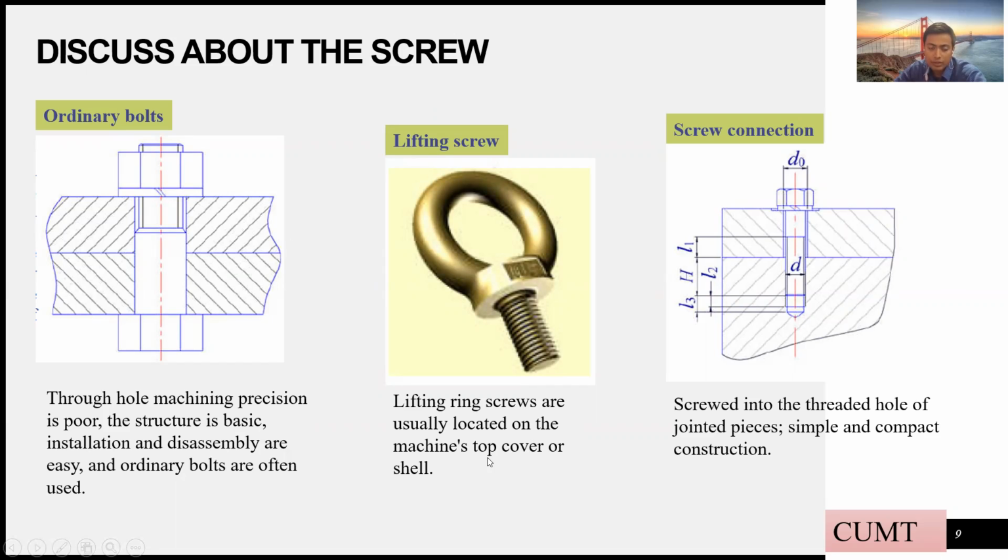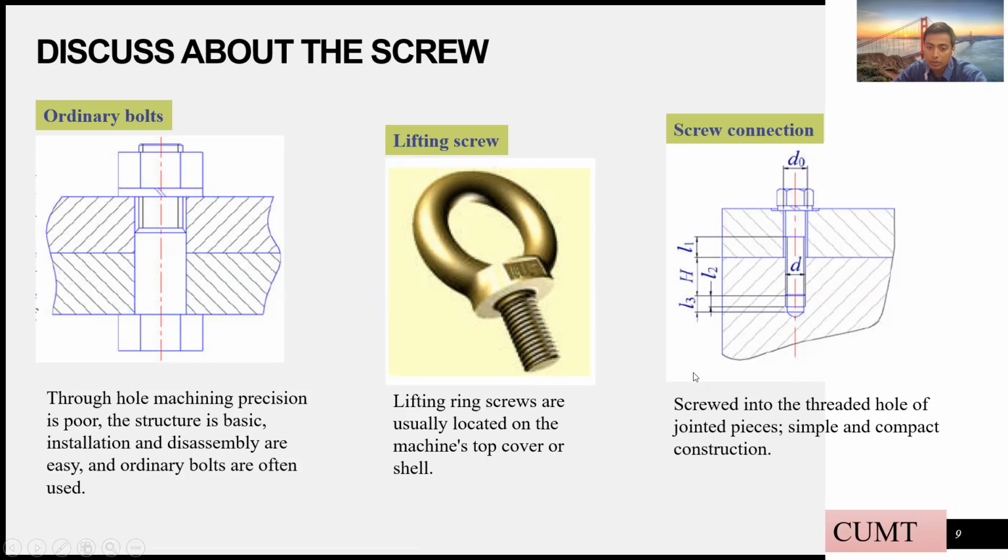Then the lifting screw is used to lift or to move the gear reducer from one place to another place. And lifting ring screws are usually located on the top of the machine or a cover.